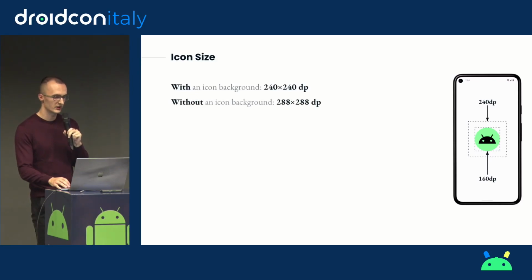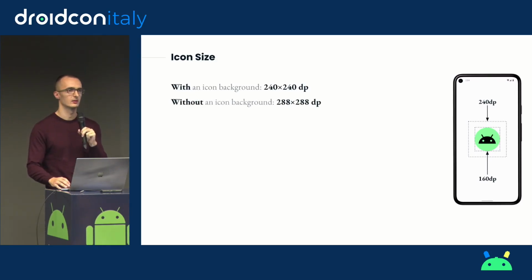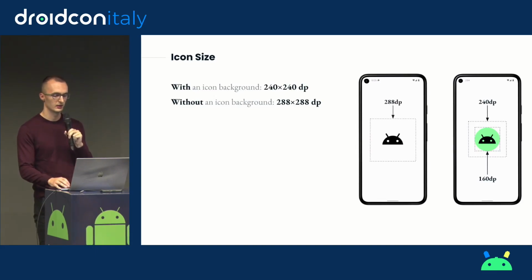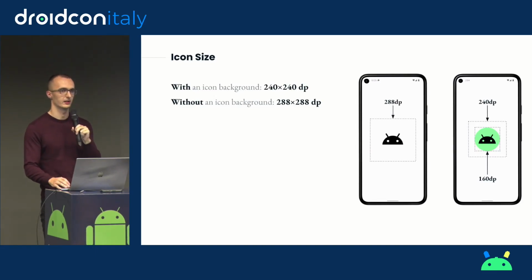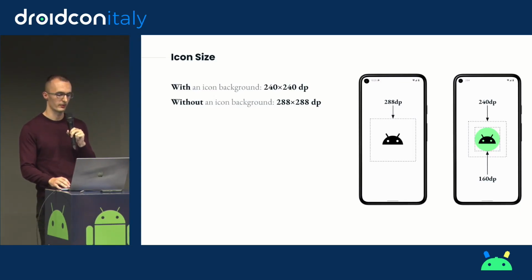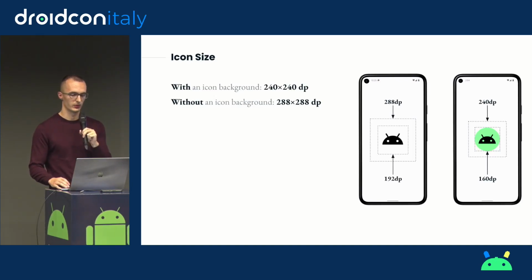The other scenario is that we do not have an icon background. In this case, the values are slightly different. So in this case, the icon size is 288 dp, and again, if the 1/3 of the icon size is reserved for the mask, the actual size of the icon is 192 dp.